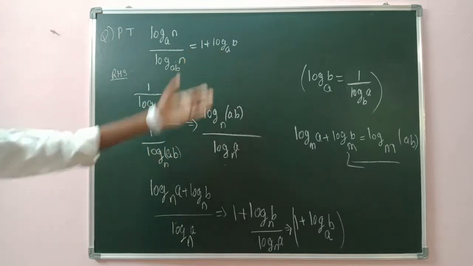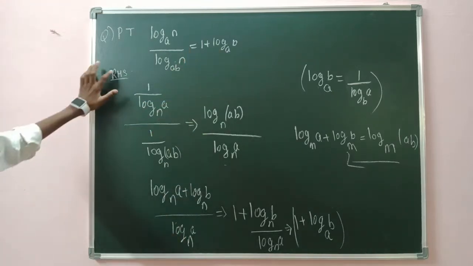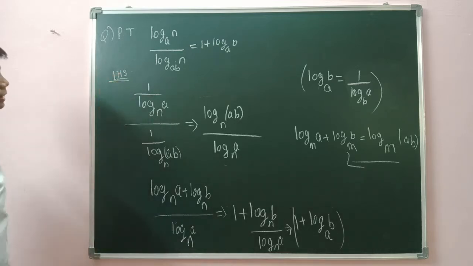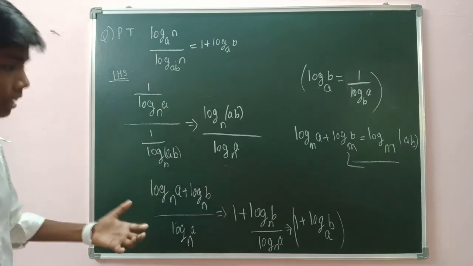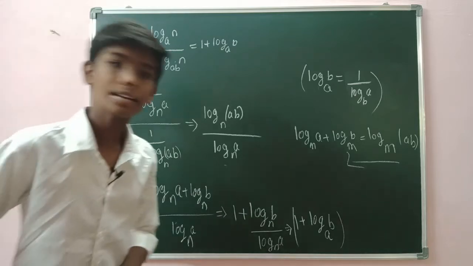See, it's proved with your RHS. Actually, this is the LHS. We are just solving the LHS. So now we proved the RHS. So LHS equals RHS. Therefore, I am getting 1 plus log of b to the base c. That's all about the question. Let us move on to the next one.